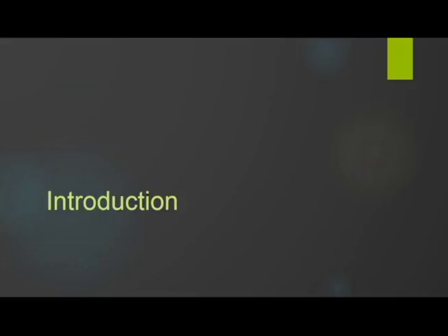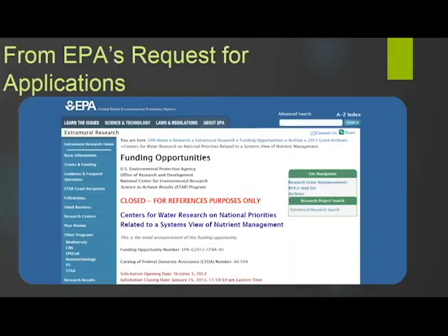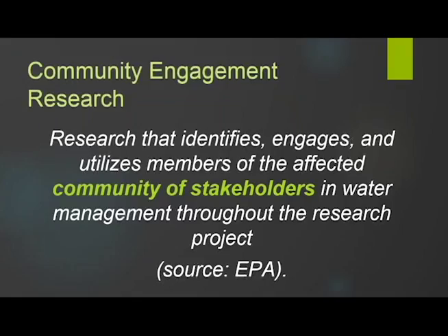Beginning with the introduction, the EPA's request for application for their Centers for Water Research on National Priorities related to a systems view of nutrient management in 2012, that we applied to and were awarded in 2013, really emphasized community engagement and stakeholder involvement. They requested specifically research that identifies, engages, and utilizes members of the affected community of stakeholders in water management throughout the research project.